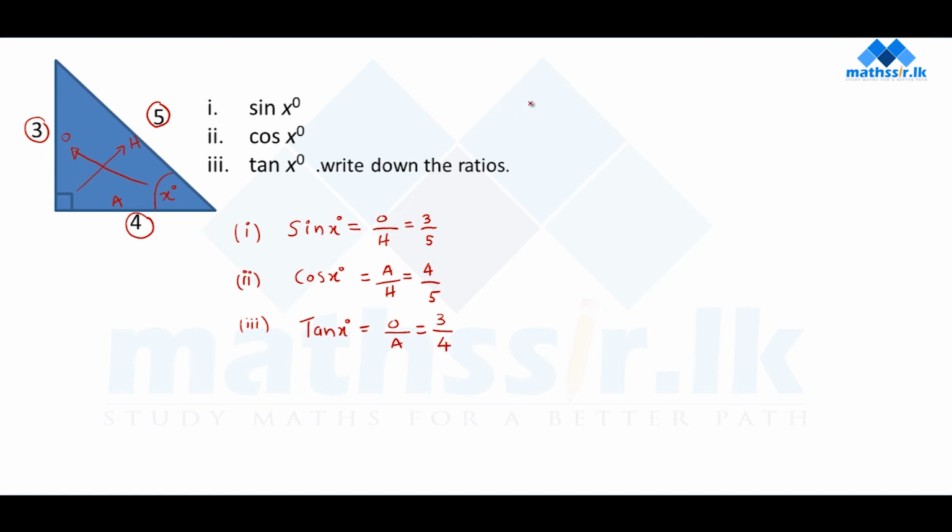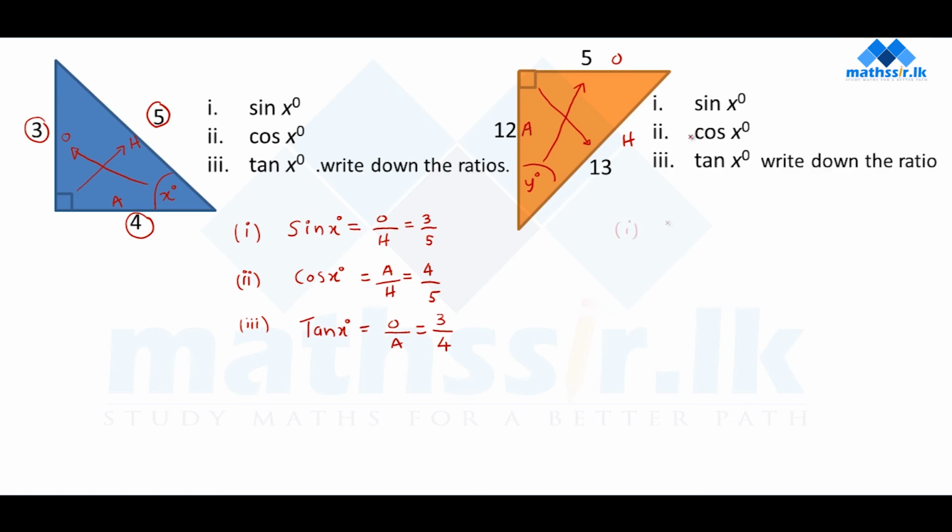Let us take another example. Considering angle y, what's the name? Opposite, hypotenuse and adjacent. Sine of the angle: opposite over hypotenuse. Opposite 5 over hypotenuse 13.